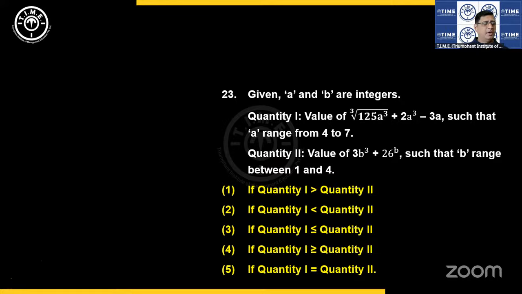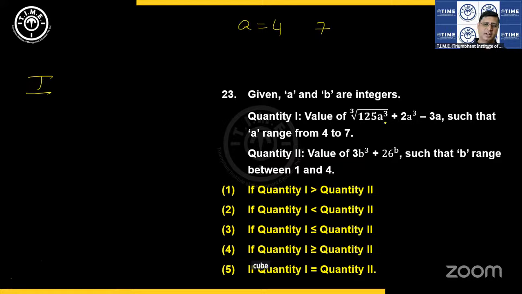Given A and B are integers. Now look at quantity 1: the value of cube root of 125a cube plus 2a cube minus 3a, such that a ranges from 4 to 7. A ranges from 4 to 7 means the minimum value is 4 and the maximum is 7. Here the cube root of 125 means 5.